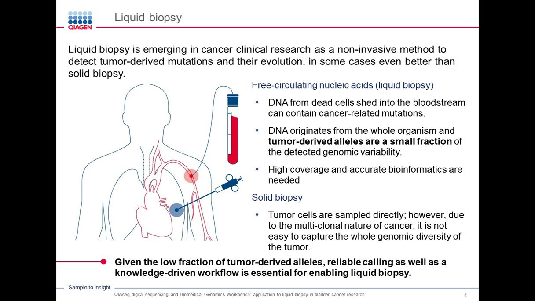On the other side, if you take free circulating DNA from the plasma, for example, here you will have DNA that is contributed from dead cells that are shed into the bloodstream, basically from the whole organism. So tumor-derived alleles will only be a small fraction. This means that it would be very important to detect this very tiny fraction, but at the same time, there is the opportunity to detect and sample the whole genomic variability of the tumor, because then the whole tumor, even what you cannot sample with a solid biopsy, will output its DNA in the plasma.